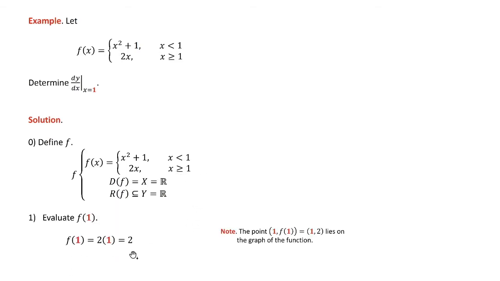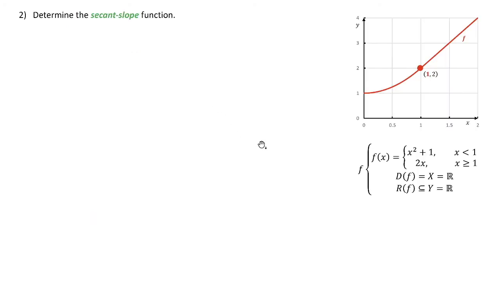I have a point. So everything is good so far. I have a point, 1, 2. 1, 2 lies on the graph of the function, and we're going to build a tangent line and obtain a linear approximation. And at this point, it's going to be a good approximation in a neighborhood. So now we're going to calculate the secant slope function. I just drew the picture here. This is the graph of f, and here's my point. Okay, and you can see there's one rule to the left of 1, and there's one rule to the right of 1.